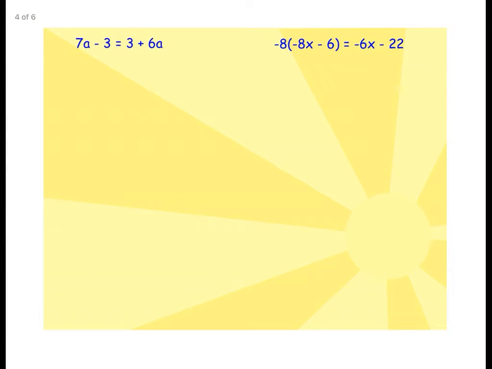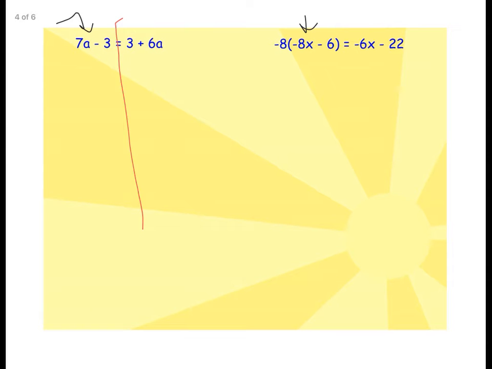Okay, so here again, still only one variable. So in the left equation, we're dealing with a as our variable. It's in 2 spots now though, and on the right, we are dealing with x. So let's start with the one on the left side, 7a minus 3 equals 3 plus 6a. It doesn't matter where you start here. In other words, what you move first.